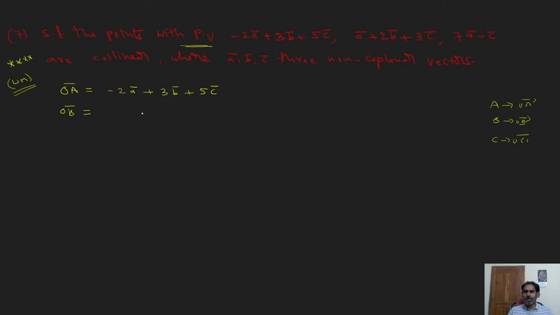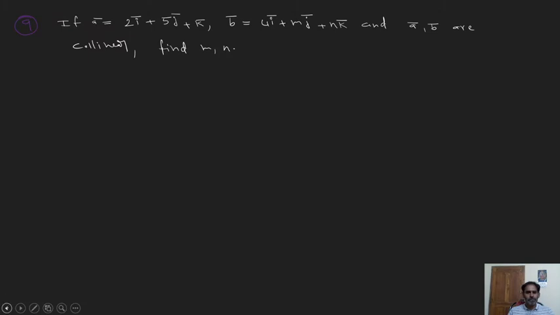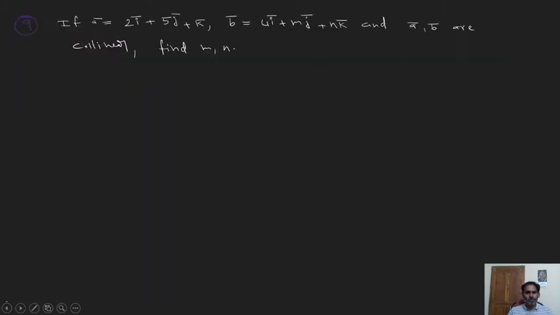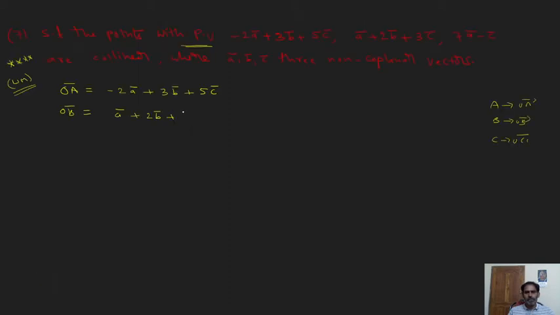So OA bar is given as minus 2a bar plus 3b bar plus 5c bar, the position vector of the first point. OB bar, the position vector of the second point, is a bar plus 2b bar plus 3c bar. Next, OC bar, the third point, equals 7a bar minus c bar.